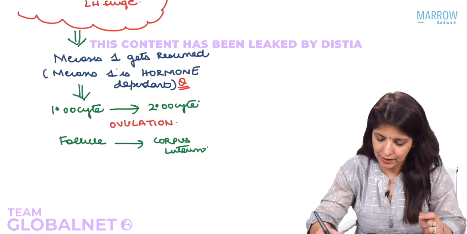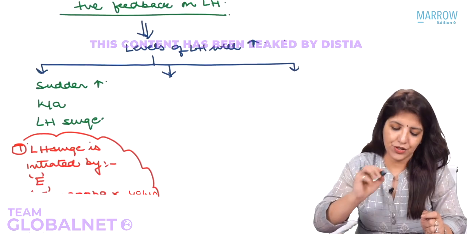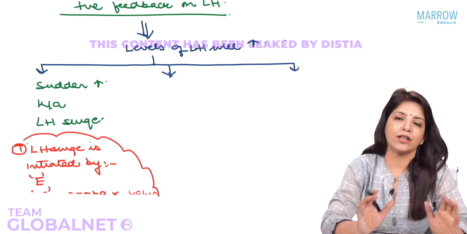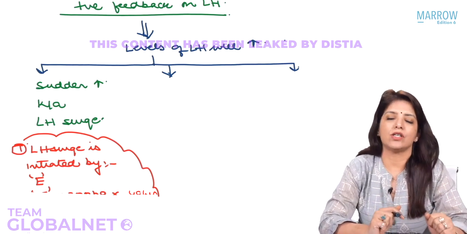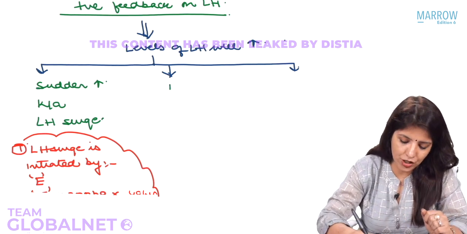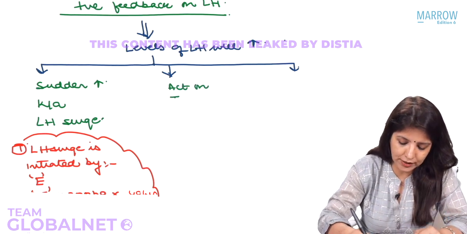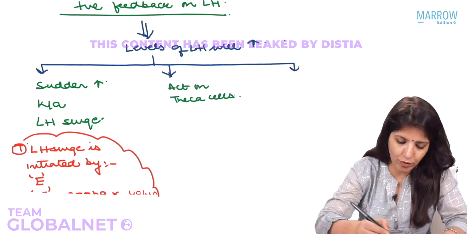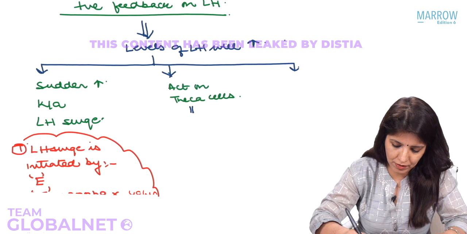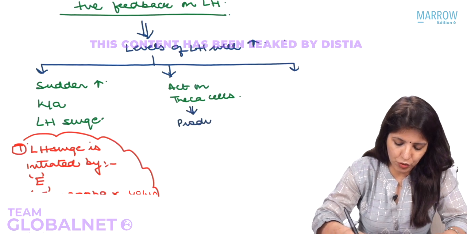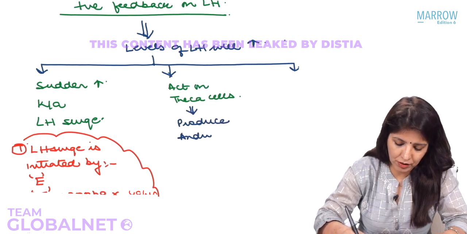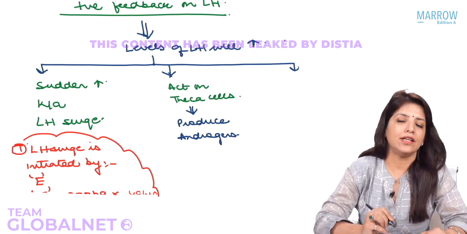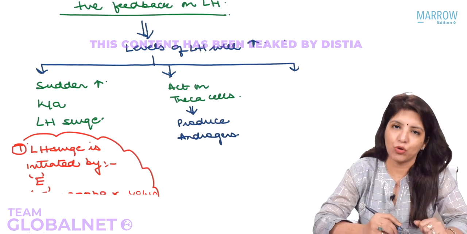Let us discuss the other sides. Because one thing, this happened. Now, second thing, what is happening? Now, when this LH will increase, this LH is going to act on theca cells, and from theca cells it will produce androgens. So, LH acts on theca cells, and these theca cells produce androgens.